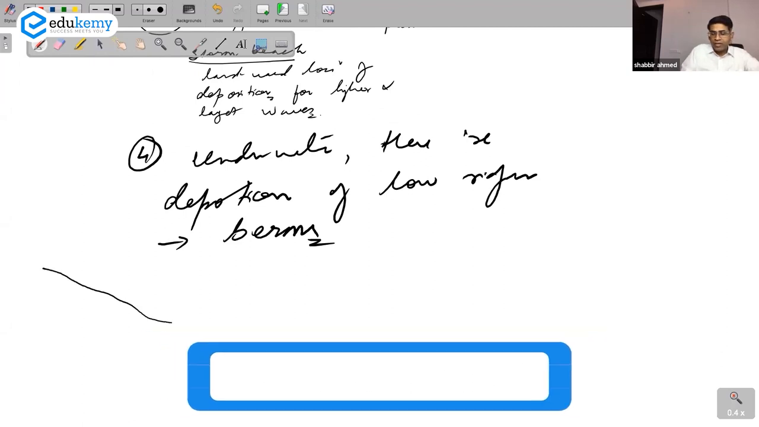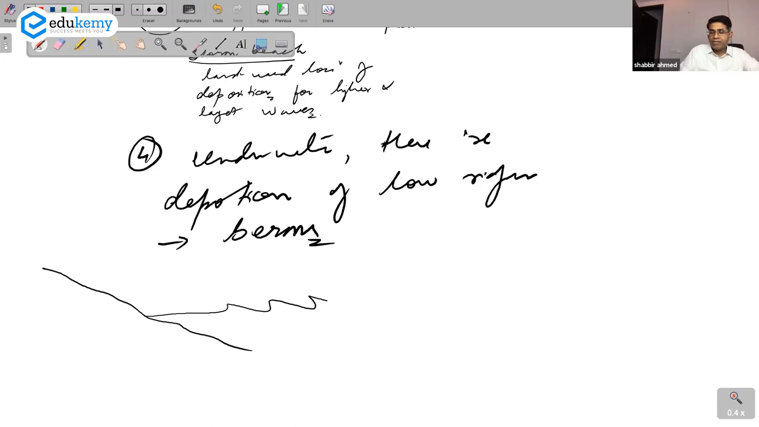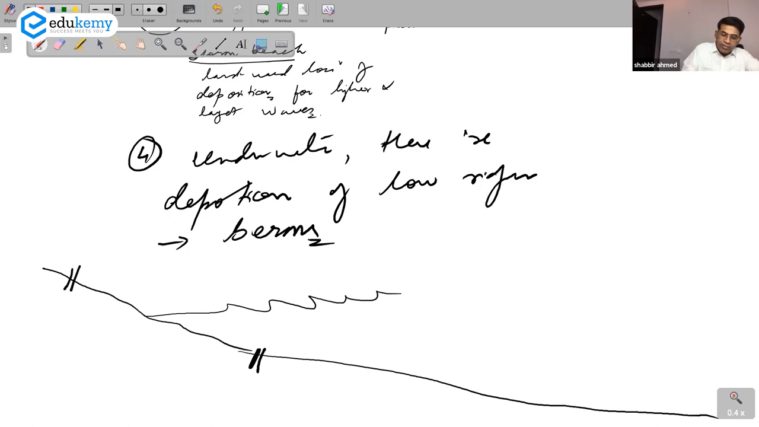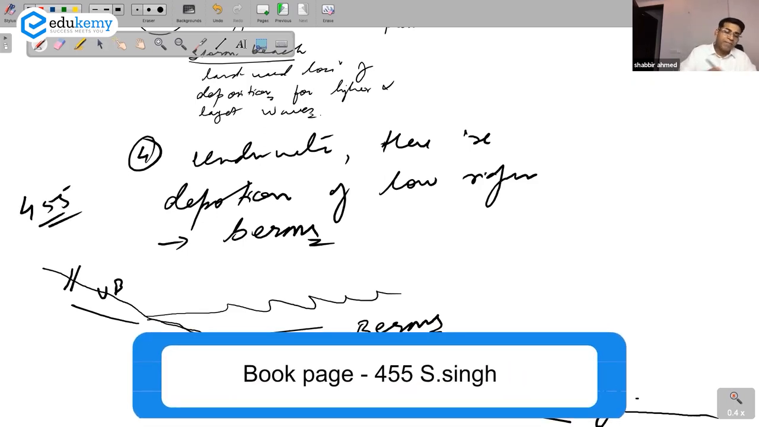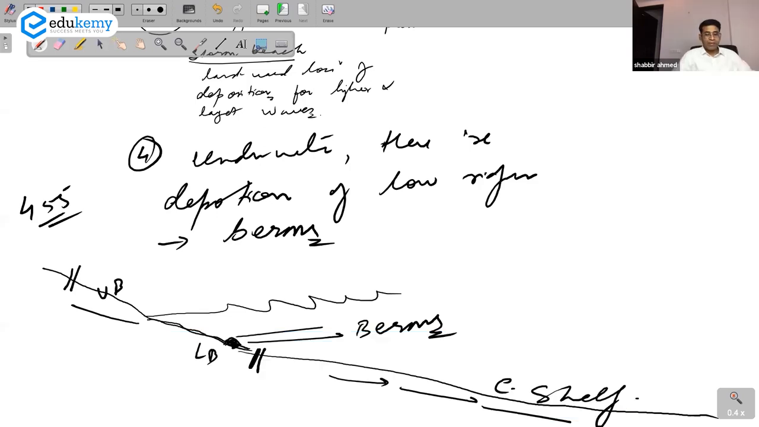So if this is the coast here, the waves, this is the mean sea level. So somewhere, this is the shelf. From here to here is perhaps the beach. This is the upper beach. This is the lower beach. You go down, now this becomes continental shelf. Okay. So in the lower beach itself, somewhere here, there can be small amount of accumulations, like a ridge. This is called as the berms, B-E-R-M-S, berms. Page number 455, please look. Savindra Singh, page number 455, there's a diagram that tells you what berms are.